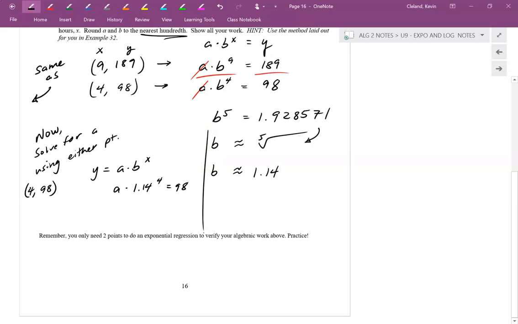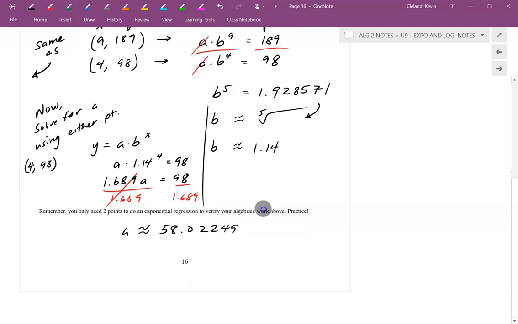Let me draw a line there. I got to raise 1.14 to the fourth power. I got 1.689 roughly times a equals 98, and then let's just divide by 1.689 to get a equals approximately 58.0225, actually another 9. But again, we're supposed to round to the nearest hundredth.